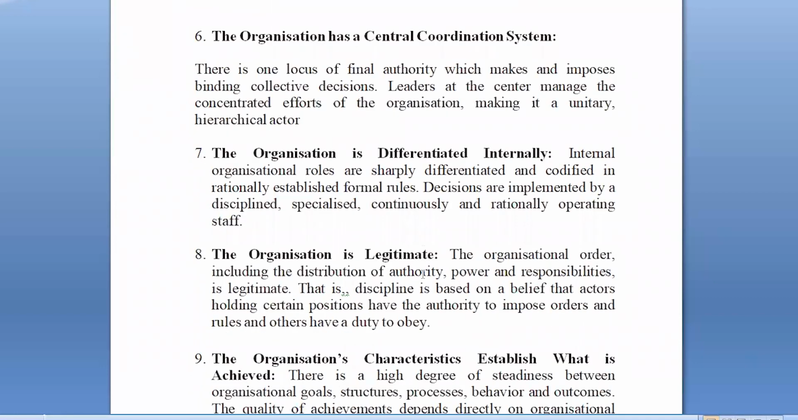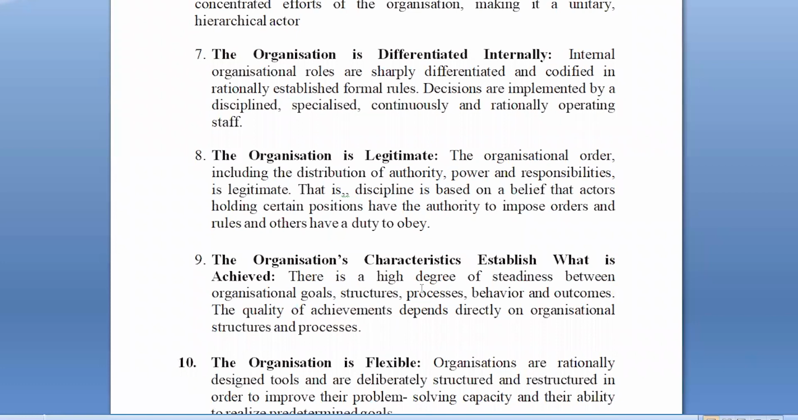Number eight, the organization is legitimate. The organizational order, including the distribution of authority, power, and responsibilities, is legitimate. That is, discipline is based on a belief that actors holding certain positions have the authority to impose orders and rules, and others have a duty to obey. Number nine, the organization's characteristics establish what is achieved. There is a high degree of consistency between organizational goals, structures, processes, behavior, and outcomes. The quality of achievements depends directly on organizational structures and processes.